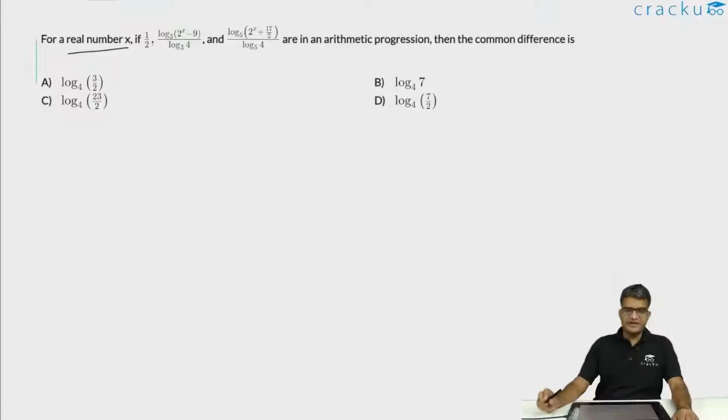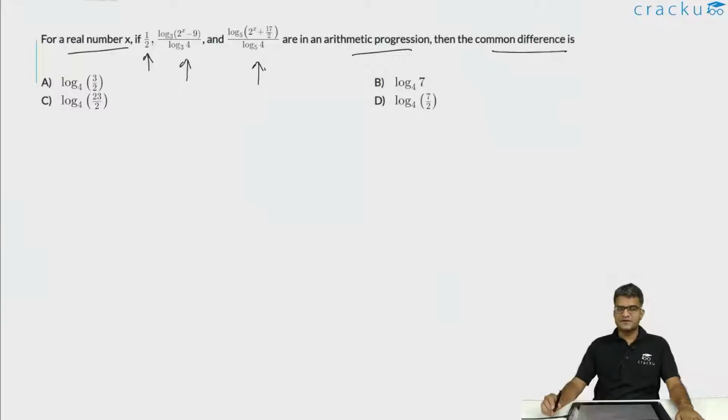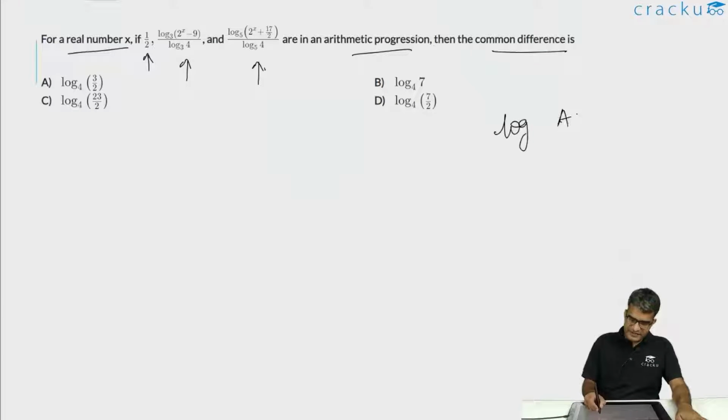In this question, for a real number x, we are told that three terms, 1 by 2, log of (2^x minus 9) to the base 3 divided by log 4 to the base 3, and log of (2^x plus 17 by 2) to the base 5 divided by log 4 to the base 5, all of them are in arithmetic progression. We are asked to calculate the common difference of the arithmetic progression. To solve this question, the first step that you need to know is the formula that log of a to the base b divided by log of c to the base b is equal to log of a to the base c.